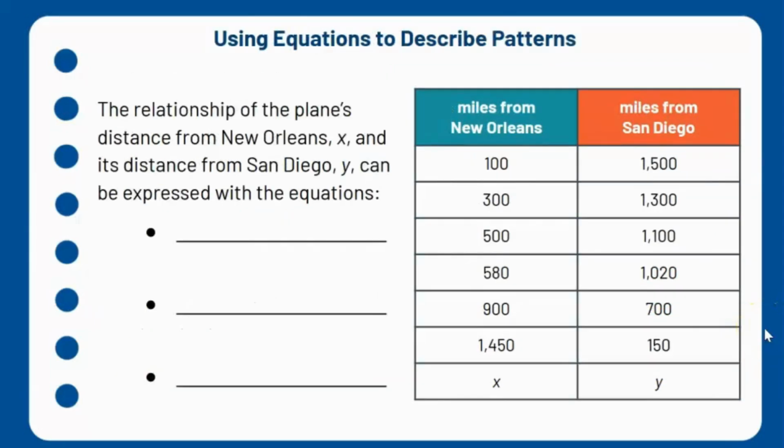We can represent the relationship of the plane's distance from New Orleans, x, and its distance from San Diego, y, with more than one equation. Earlier we noticed the sum of the two values is always 1,600 miles. Therefore, it makes sense to write the equation x plus y equals 1,600 to represent the given situation. We also found the miles from New Orleans, x, by subtracting the miles from San Diego, y, from 1,600. The equation x equals 1,600 minus y fits this description.